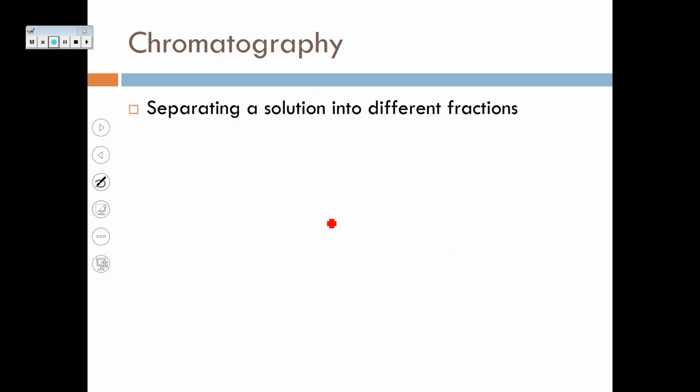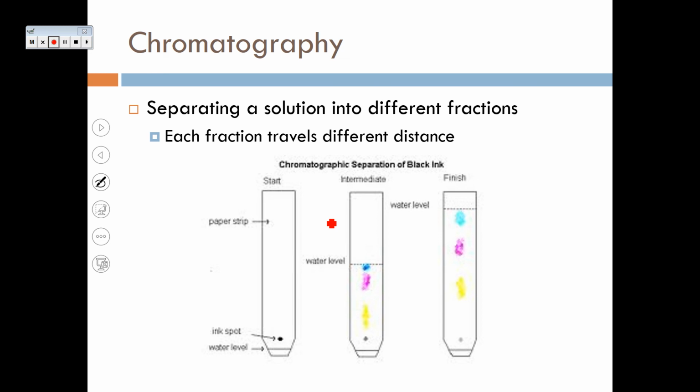Chromatography. Chromatography is another method of separating a solution into different fractions. The concept behind it is that each fraction travels a different distance on a special type of paper called chromatography paper. The chromatography paper is designed similar to capillary movement. You have a solution, and you dip the chromatography paper in here.